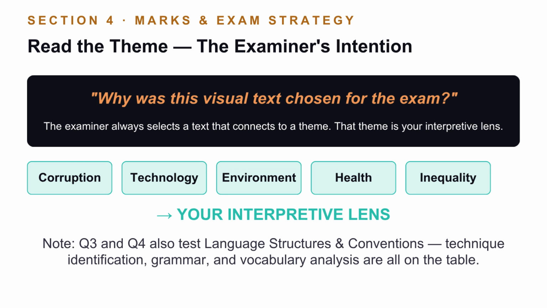If the cartoon is satirical, about political dishonesty, every element you analyze should connect back to that satirical intent. If the advertisement is selling an aspirational lifestyle, every element connects back to the aspiration it is selling. Let the theme focus your attention and interpretation. And remember, Section C visual literacy questions also test your knowledge of language structures and conventions. If a question asks you to identify a technique, explain grammar, or discuss vocabulary within the visual text, questions 3 and 4 do more than one job at a time.